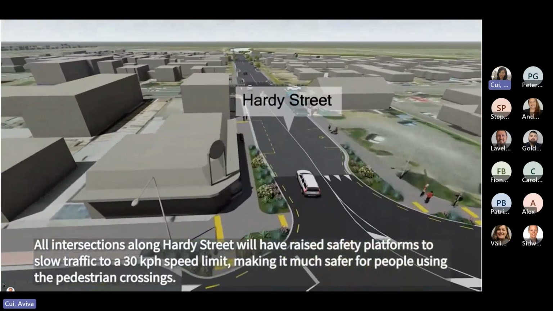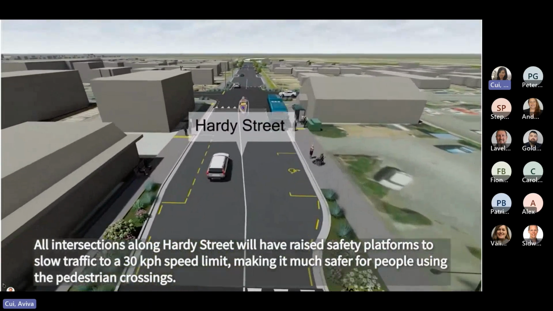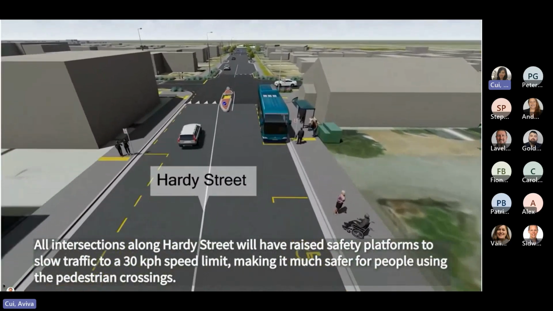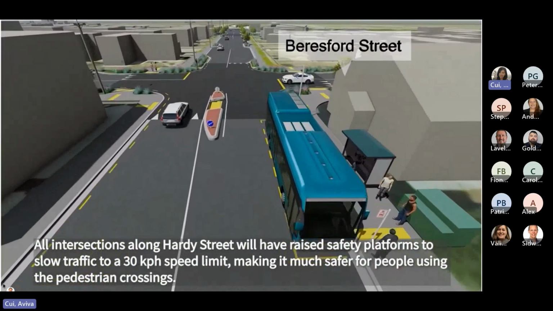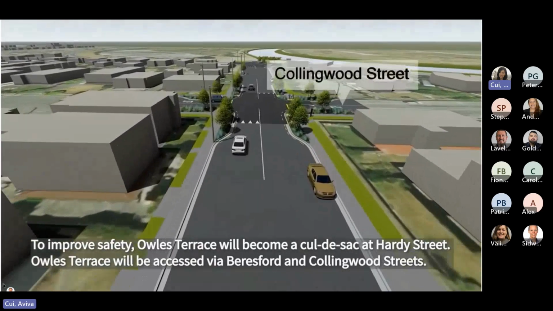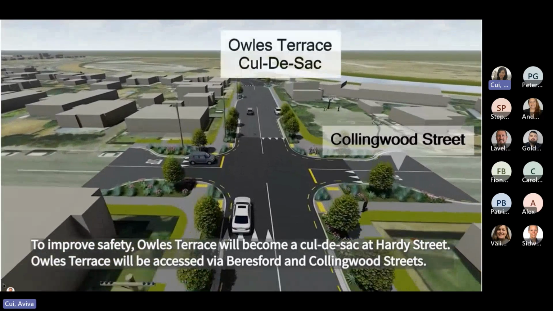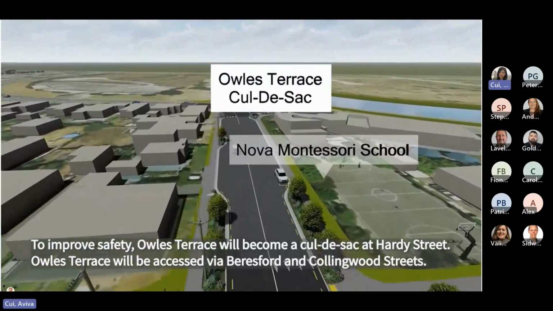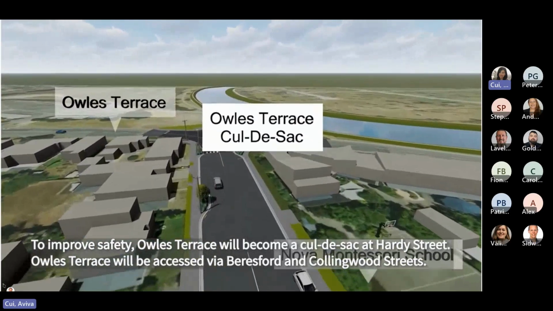All intersections along Hardy Street will have raised safety platforms to slow traffic to a 30 kilometres per hour speed limit, making it much safer for people using the pedestrian crossings. To improve safety, Owls Terrace will become a cul-de-sac at Hardy Street. Owls Terrace will be accessed via Beresford and Collingwood Streets.